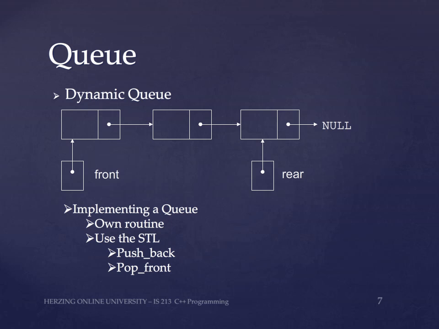In the STL, there are deque and queue containers. The deque is a double-ended queue, and has member functions to enqueue, push back, and dequeue, which means pop front. The queue container ADT can be used to provide a queue as a vector, list, or deque, and it has member functions to enqueue, push, and dequeue, pop.